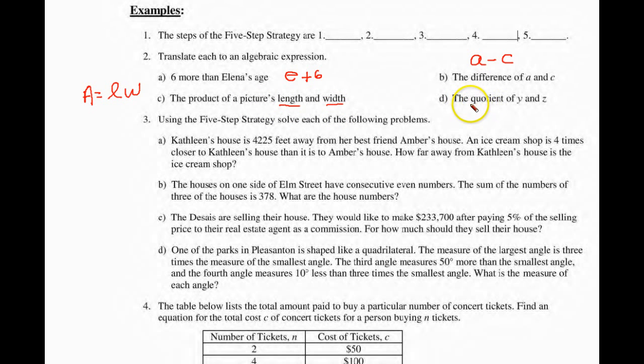Now, here's another word that often is mystifying to students, the word quotient. All that means is the fraction, that's what quotient is, a fraction of, and the first thing they give you goes on top, and the second thing they give you goes on the bottom. That is the quotient of y and z. Okay?